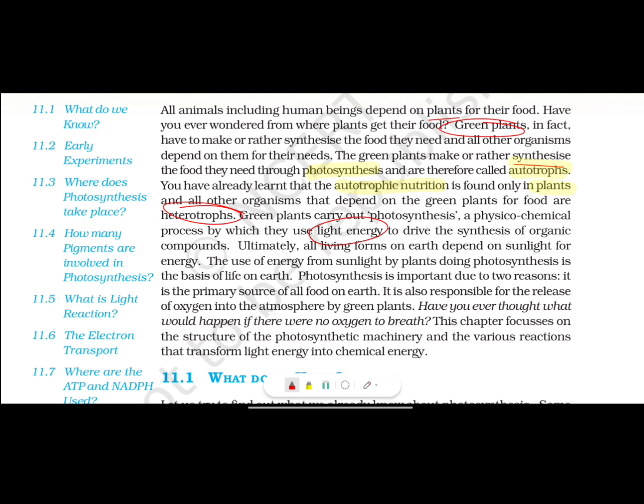Ultimately, all living organisms on earth depend on sunlight for energy. The use of energy from sunlight by plants doing photosynthesis is the primary source of food on earth. It is also responsible for the release of oxygen into the atmosphere by the green plants. Have you ever thought what would happen if there were no oxygen to breathe? This chapter focuses on the structure of photosynthetic machinery and the various reactions that transform light energy into chemical energy.